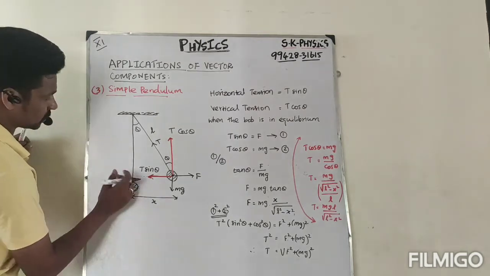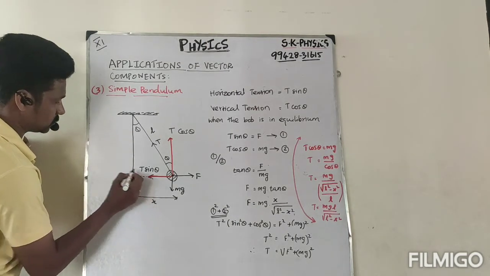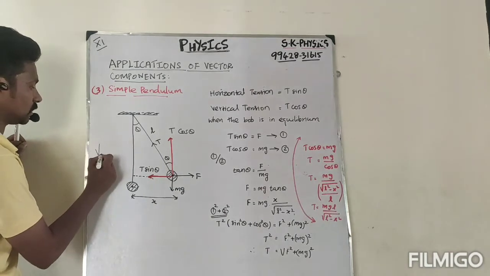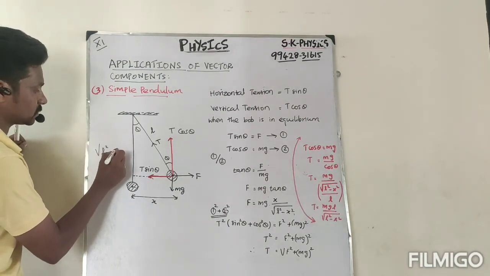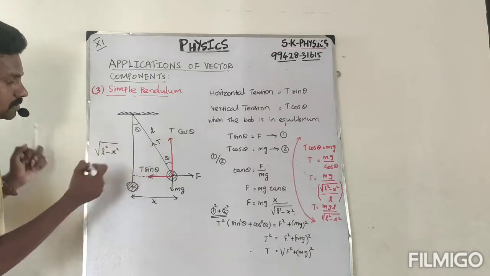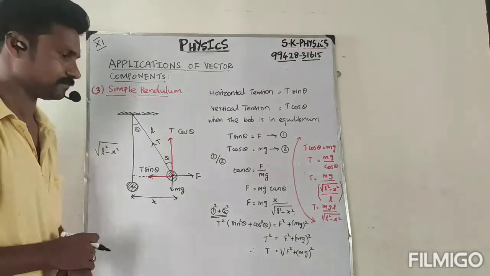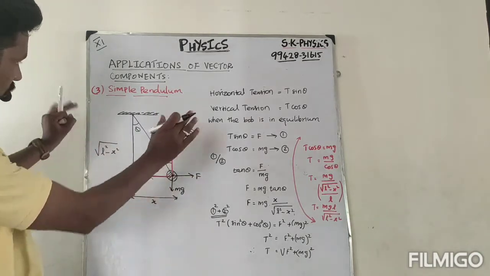This gap is what? This gap is root of L square minus X square. This is due to Pythagoras theorem. So now this diagram analysis is over.